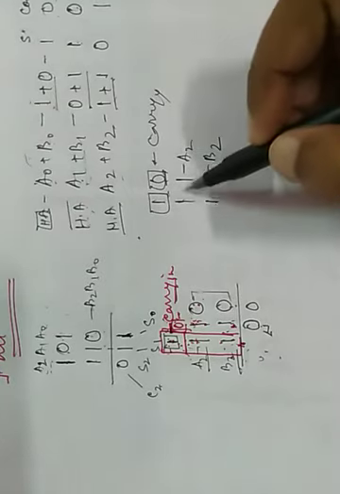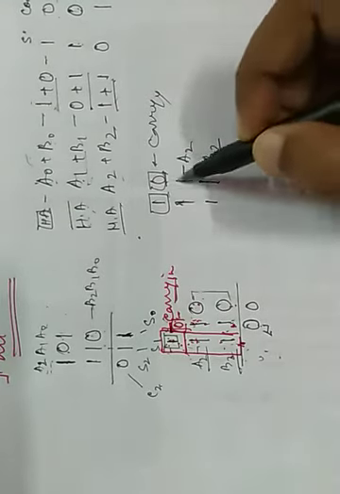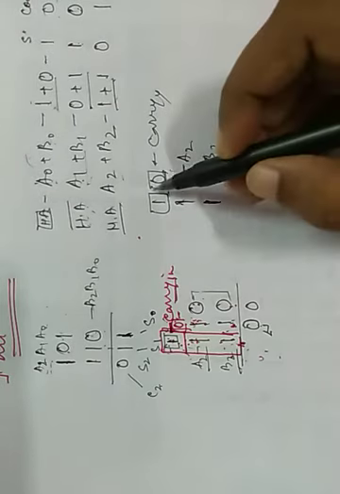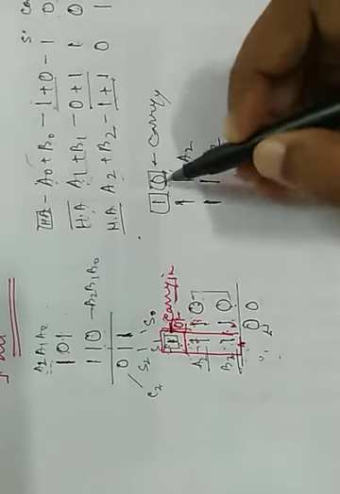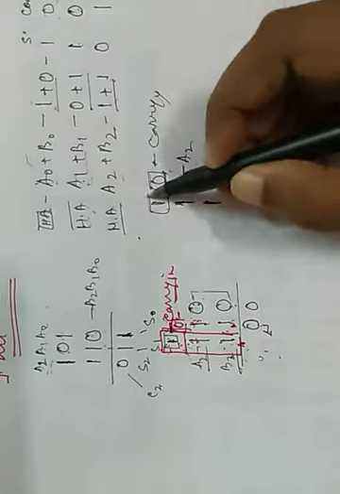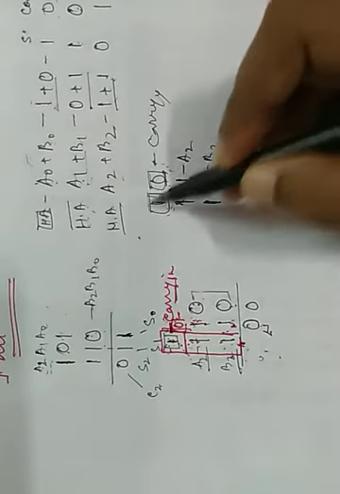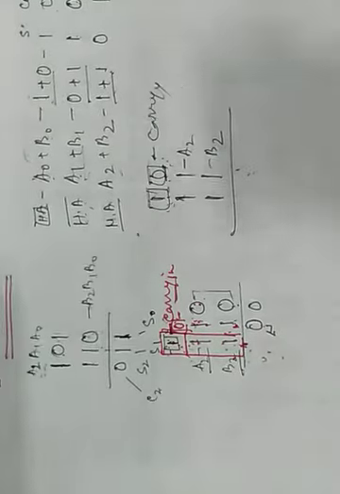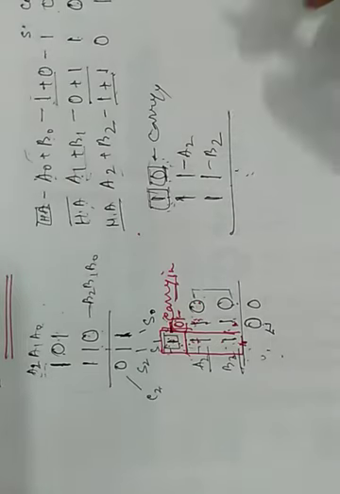Okay, so whenever we add 2 bits in a binary number, there may be a possibility of carry being 0, or there may be a possibility of carry being 1. So we have to check both the cases, for 0 and also for 1. For this reason, the concept of full adder comes in.